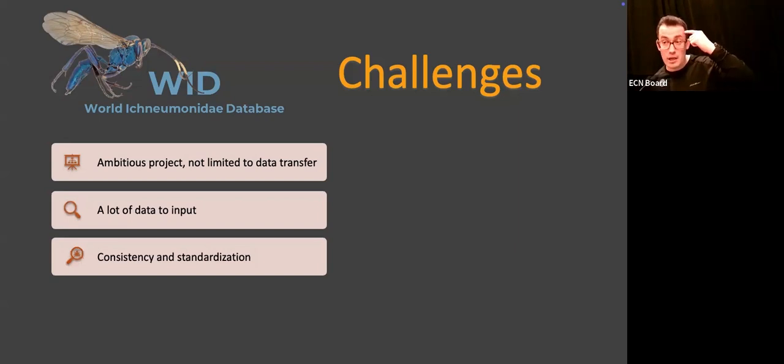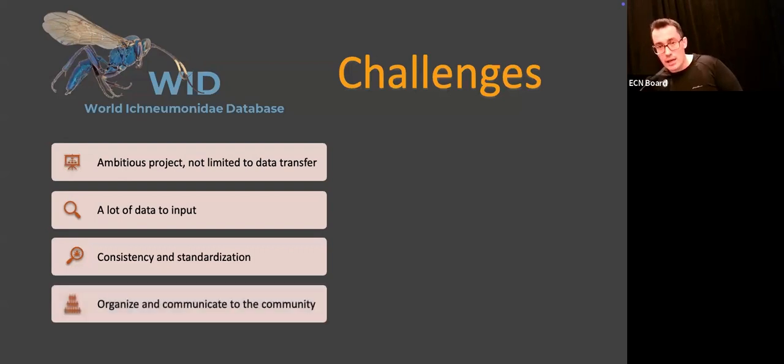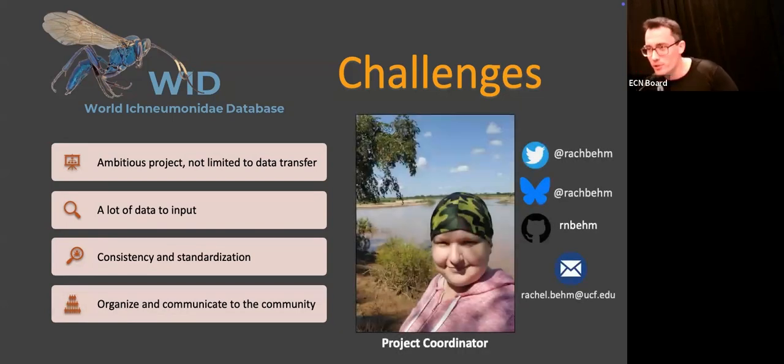And then we have a problem with consistency and standardization between the different people working with Ichneumonidae. And therefore, we had major trouble in organizing and communicating to the community and receiving feedback from the community. This one is, I think, one of the major holes that we have with the World Economic database. This is why a few months ago, we decided to hire, at the highly competitive salary of $0 per year with zero APR, our project coordinator, Rachel Behm, who actually saved us.